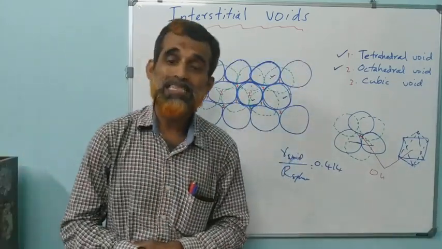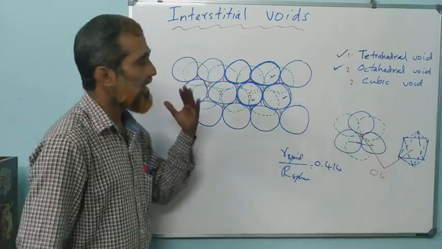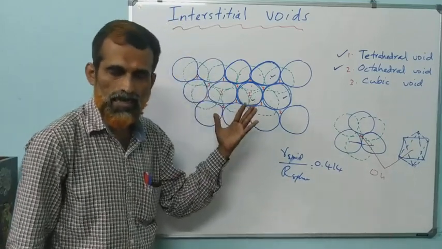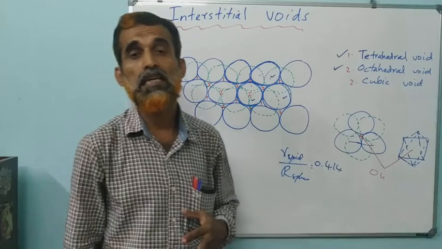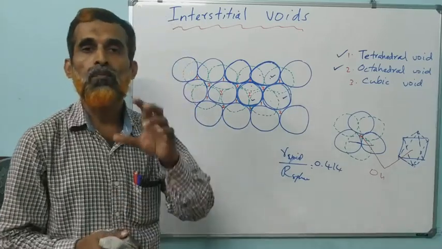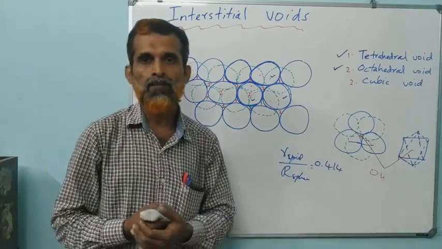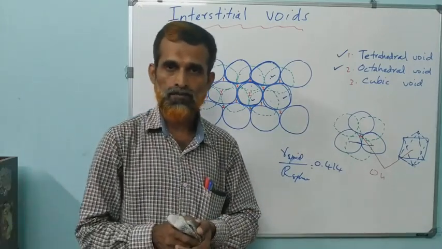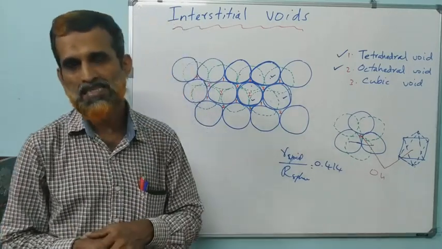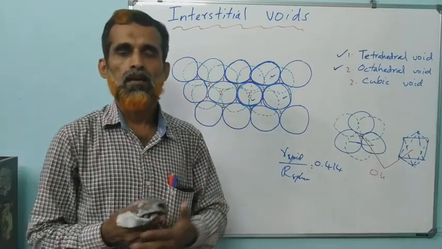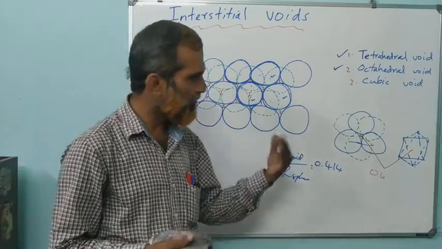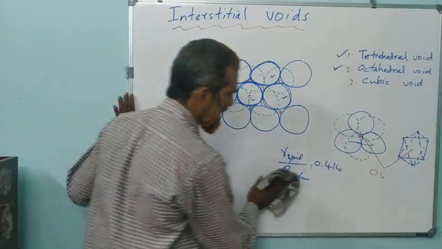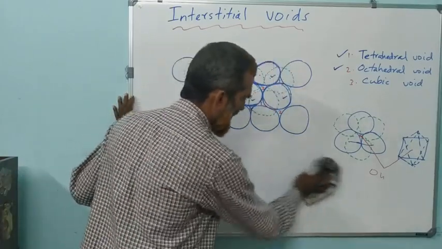It's an interesting question to ask: how many tetrahedral and octahedral voids are there in the unit cell of a crystal? For example, if you take HCP or CCP, which is most common, you know CCP is the same as FCC. How many voids are present? That we can do easily. That point we can note here.